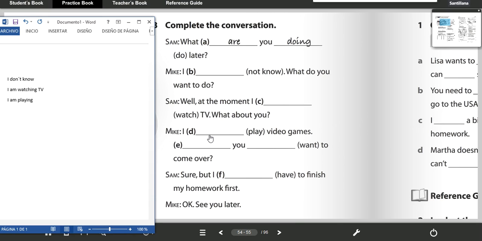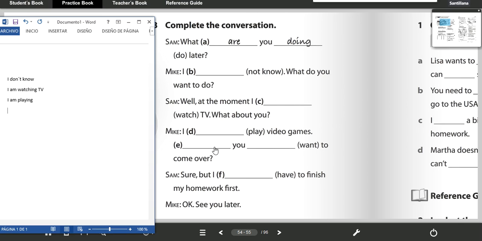Playing, ing. Video games. Now we have want. I want. No, I want a hamburger. No, you want tacos. No, I want a hamburger. You want tacos. No, yes, no, yes. Well, want is a state, okay? Either you want or you don't want, you can't change it. So, could it be in continuous? No, because stative verbs are always, always, always in simple forms.